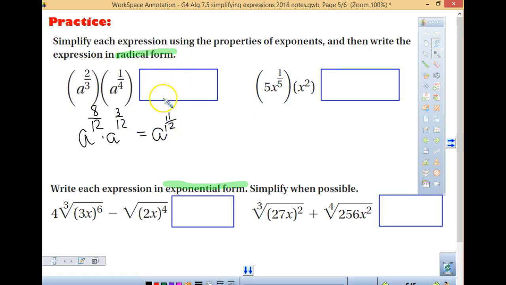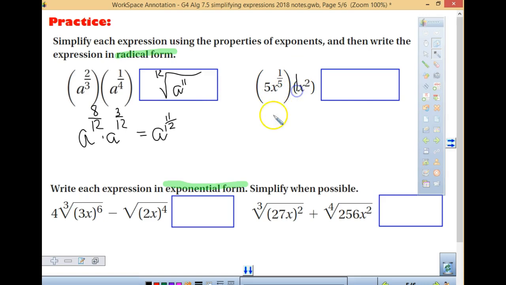I have it in exponential form. I want to make it radical. What is going to be my root? What's going to be the index? 12. And a to the 11. Yes? Okay, we got 5.